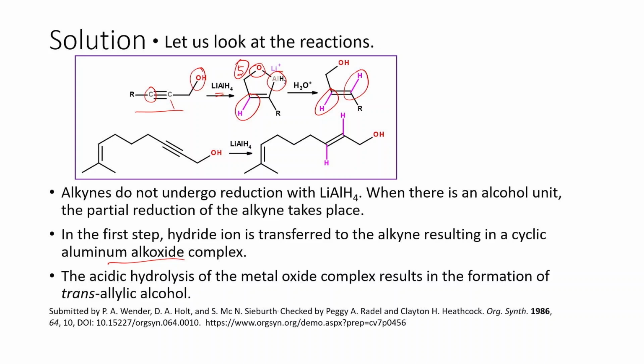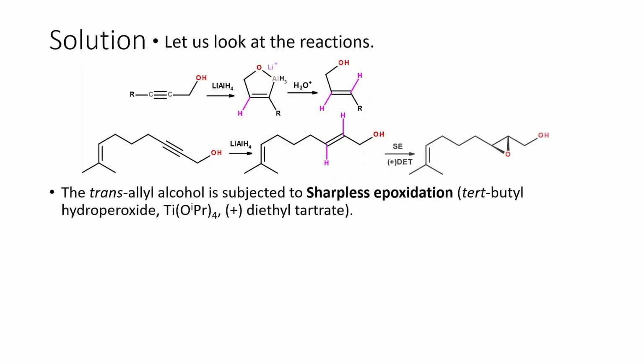So that is how we can say this alkynic alcohol is converted to the trans allylic alcohol by lithium aluminum hydride reduction. And once the trans allylic alcohol is formed, it will undergo the Sharpless epoxidation in the presence of plus DET. So what is the Sharpless epoxidation condition? It uses tertiary butyl hydroperoxide in the presence of titanium isopropoxide and plus or minus diethyl tartrate. In this particular case, we are using plus diethyl tartrate as the salt.